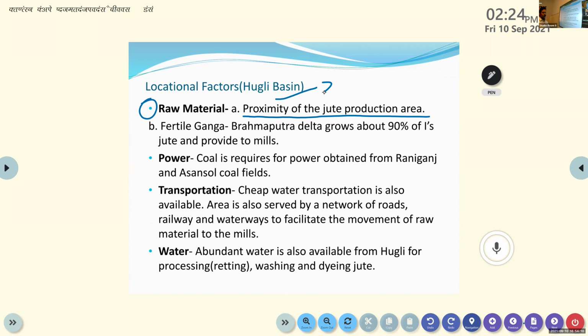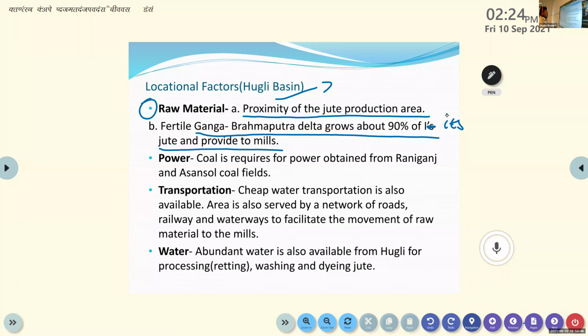So there are a number of jute mills near the Hooghly River where jute is produced. And the fertile Ganga Brahmaputra Delta grows about 90% of the jute provided to mills. So basically in West Bengal, this deltaic region is a fertile region and it is good for the cultivation of jute, and jute grows in abundance.